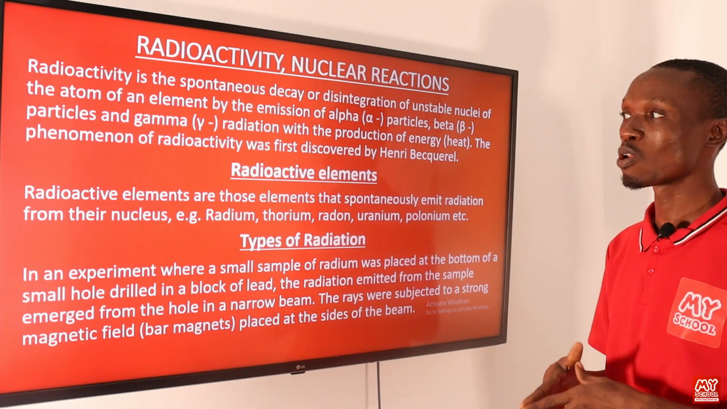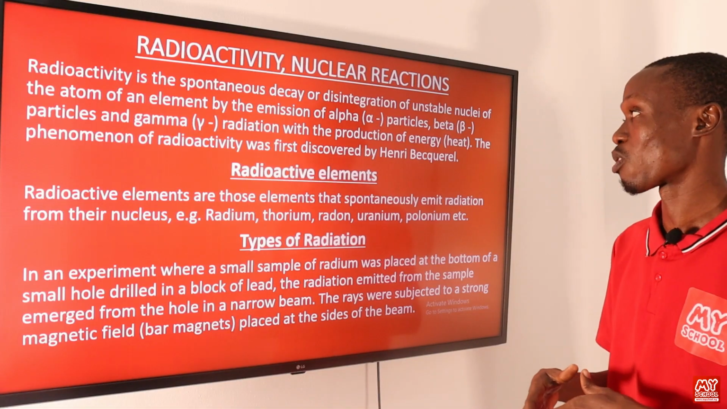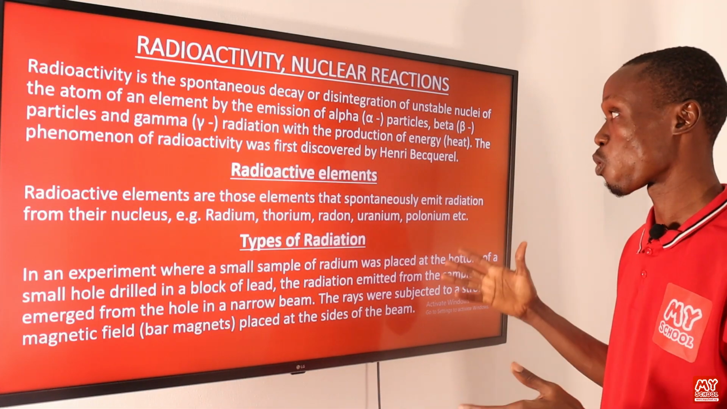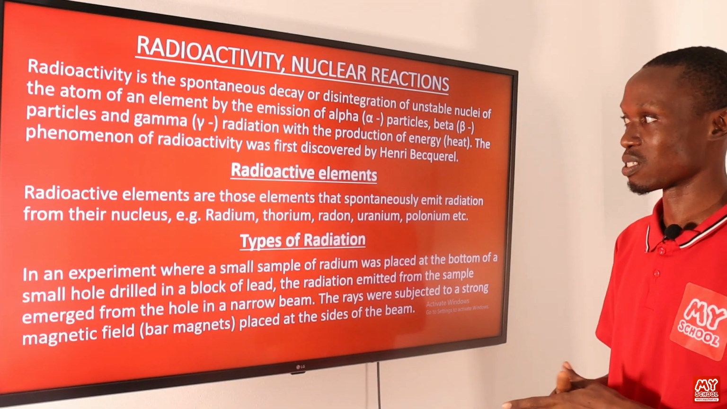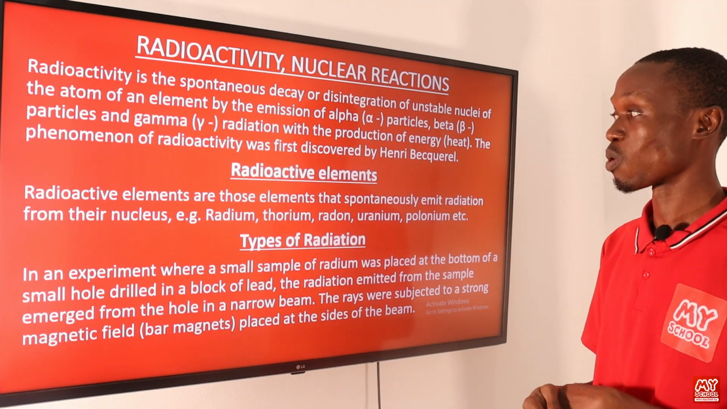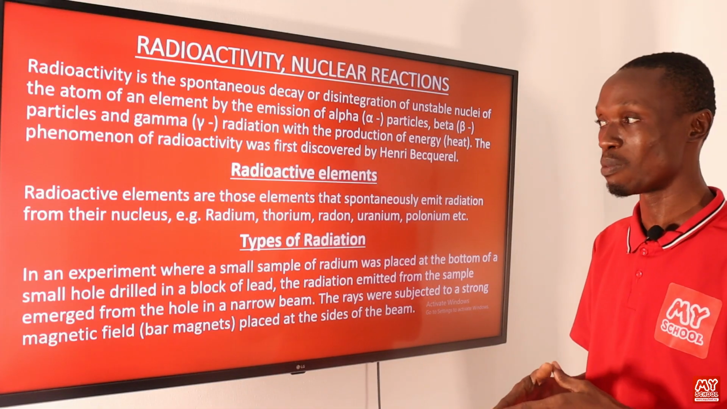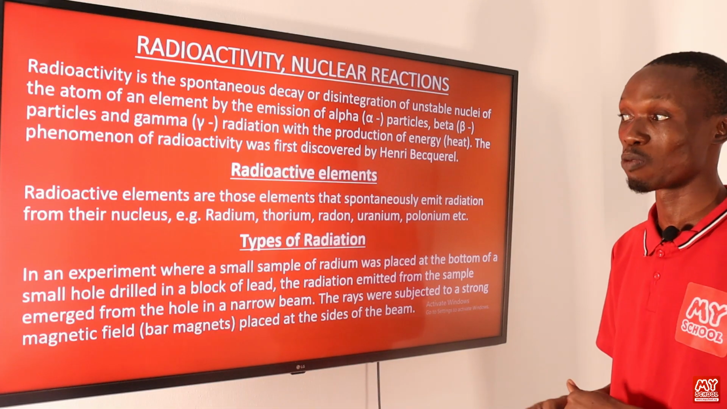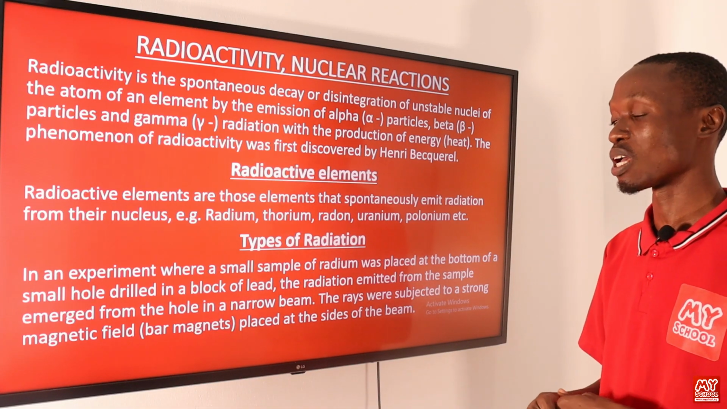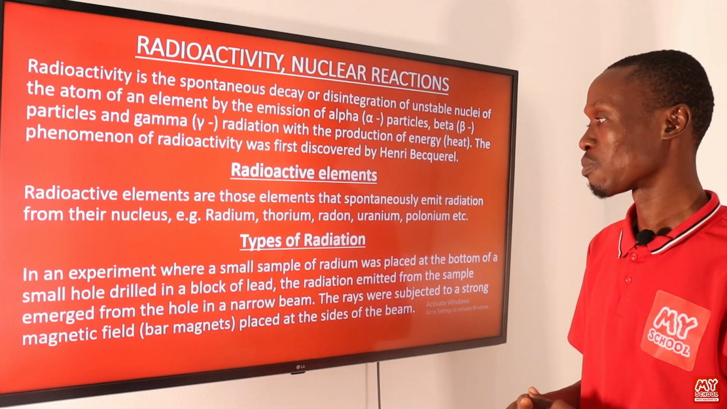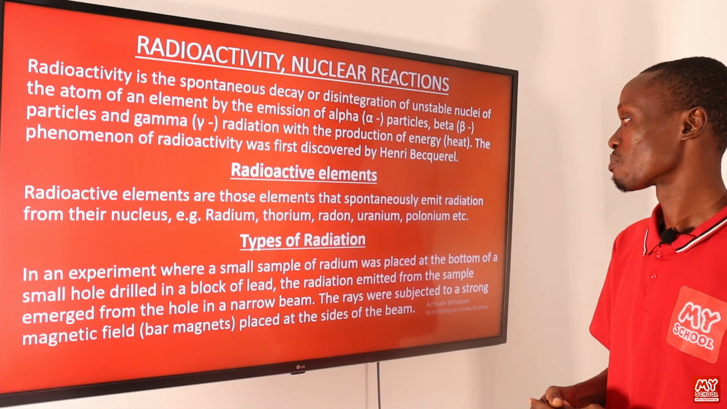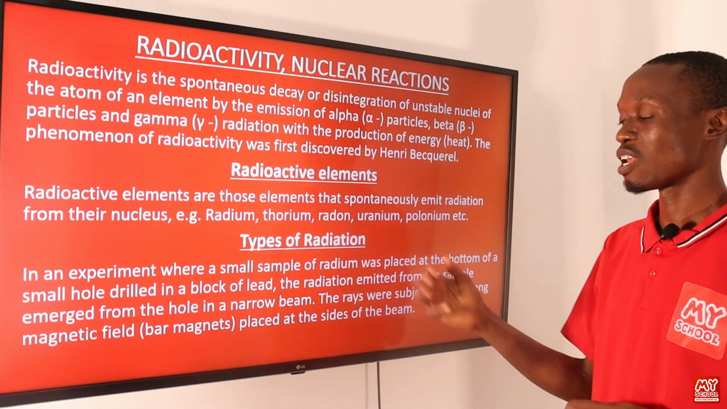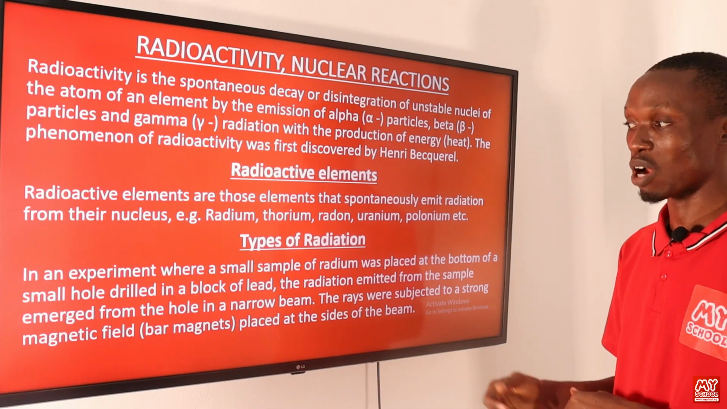The phenomenon of radioactivity was first discovered by Henry Becquerel. So he was the first to do some work on radioactive substances. So what do we mean by radioactive elements? Radioactive elements are those elements that spontaneously emit radiation from their nucleus. And examples of such elements are radium, thorium, radon, uranium, polonium, etc. So we have many of them. Now let's move on to talk about types of radiation.